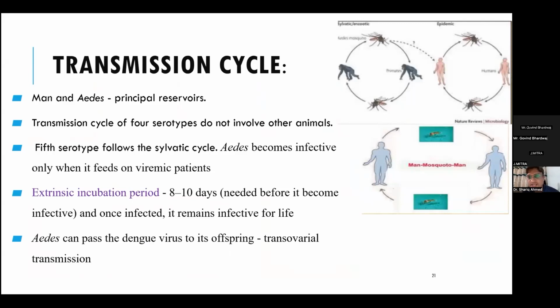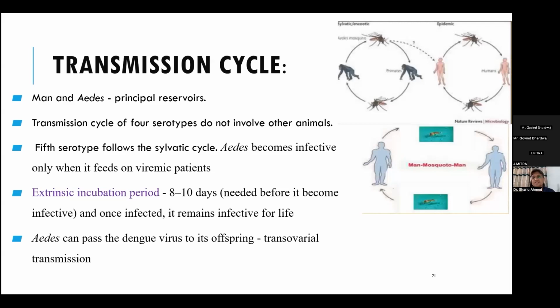Now coming on to the transmission cycle. As I told earlier, there are 4 serotypes: Den1, Den2, Den3, Den4, and the recent Den5. The first 4 maintain a human-mosquito cycle, while Den5 is still maintaining a sylvatic cycle, and there is an occasional spillover to humans.